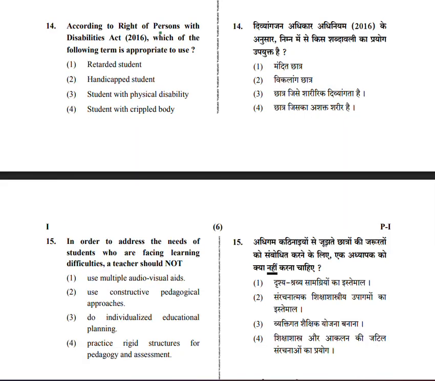According to the Rights of Persons with Disabilities Act 2016, which of the following terms is appropriate to use? A retarded student, handicapped student, student with a physical disability, or student with a crippled body. The appropriate term is the third option, that is, student with a physical disability.